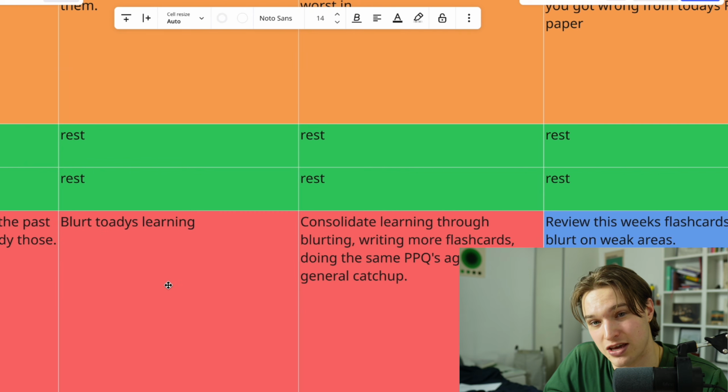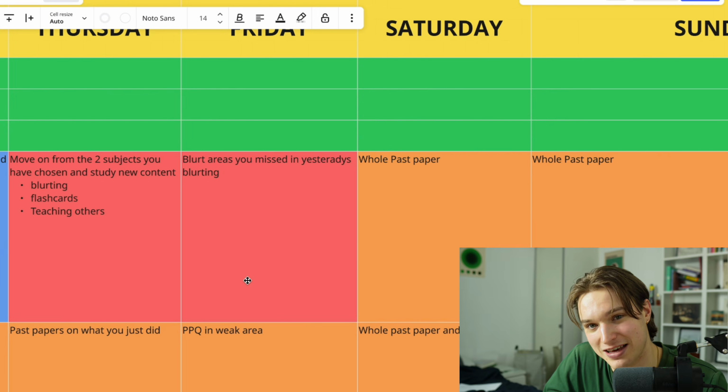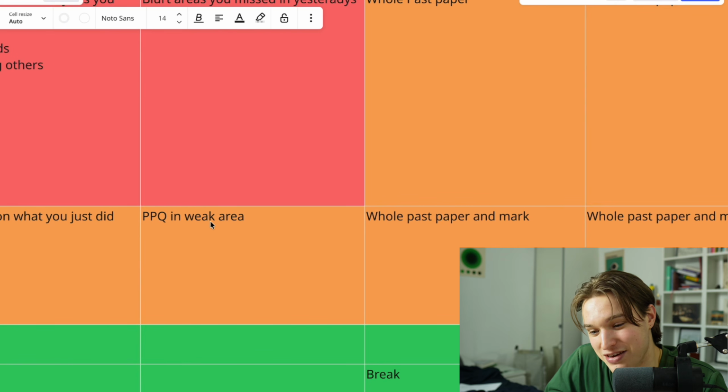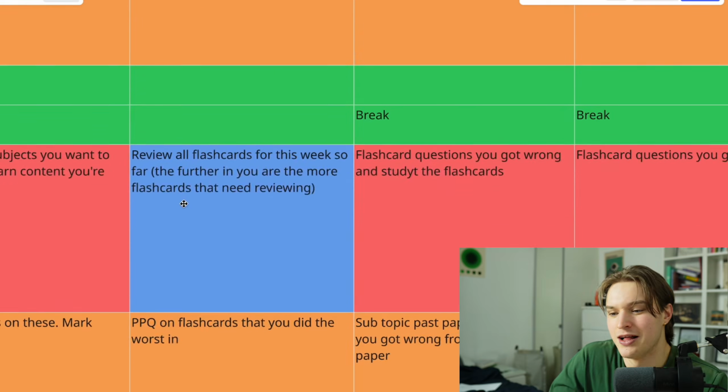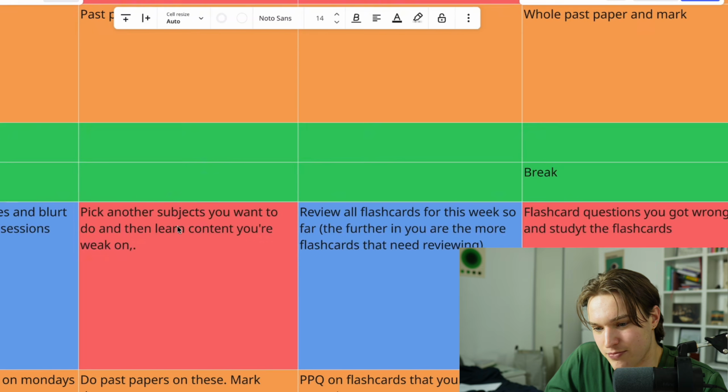Blurt everything from today, your 2 new subjects you have chosen. Next, blurt everything you did bad yesterday. So let's say we did maths and physics. You need to blurt for both of them. Go over the past paper question you did wrong. Okay, maths and physics. Was there area you were weak at yesterday? Yeah, do past paper questions. Was it the same area? Do them again, okay? Then, remember how I said write flashcards on areas you're weak on, okay? So where did I put that?